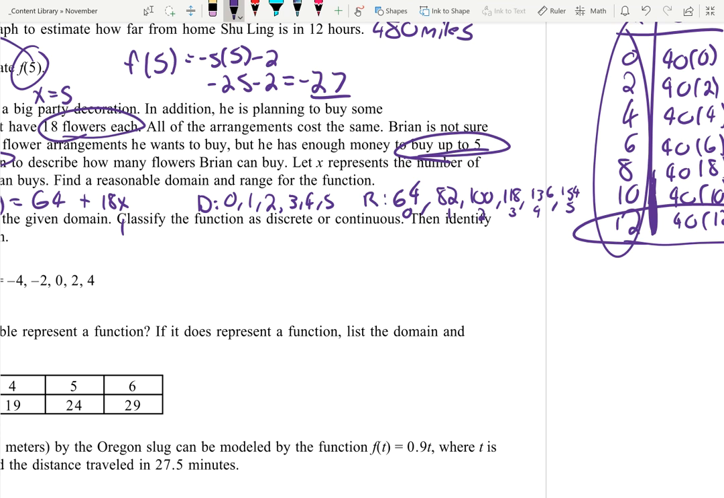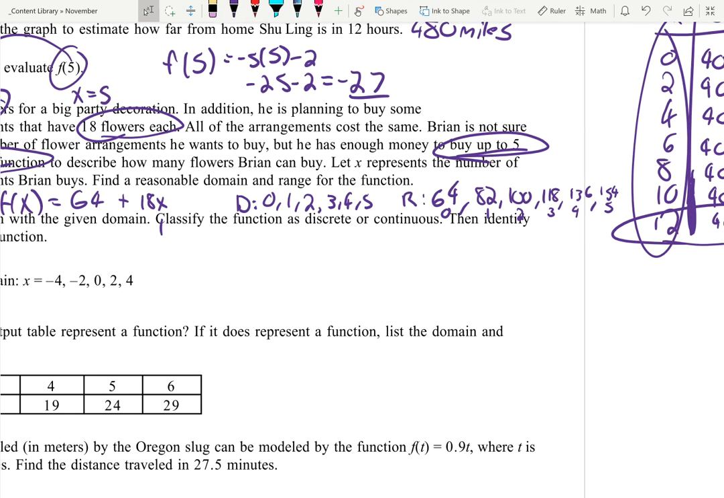So our range is 64, 82, 100, 118, 136, and 154. I just put the 0, 1, 2, 3, 4, 5 underneath them just to kind of keep count. But the range is those numbers: 64, 82, 100, 118, 136, and 154.